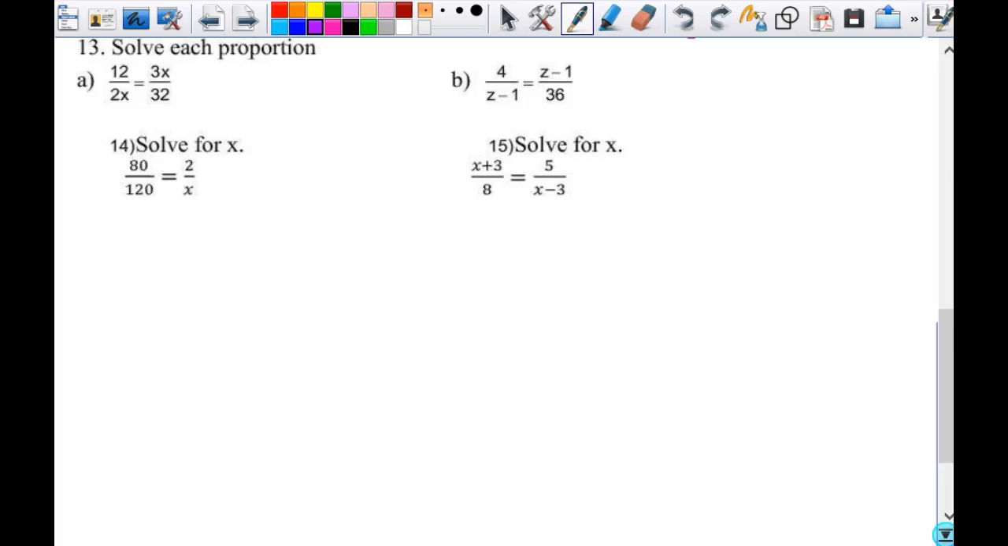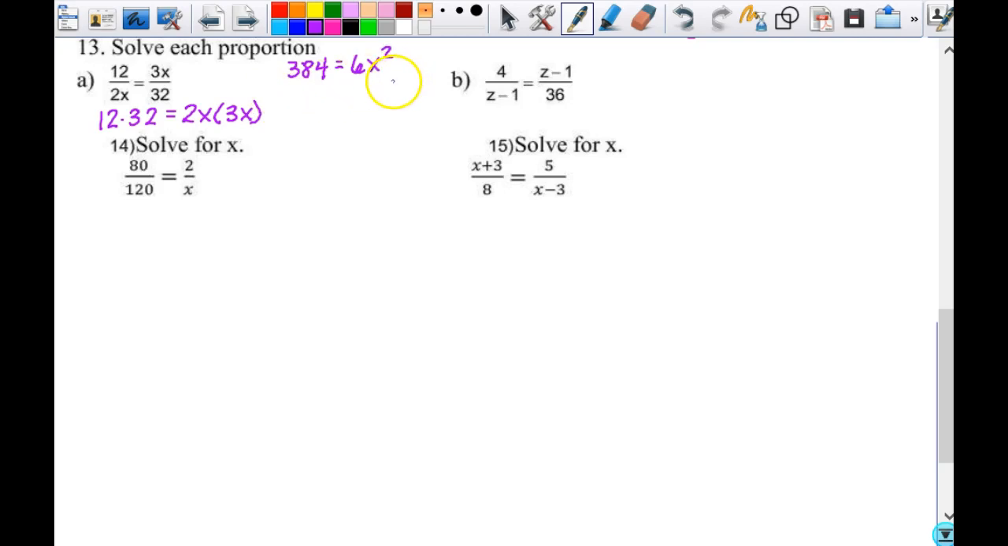All right, so I'm going to solve these proportions. Remember, first step, write it down. So I'm going to cross multiply, and I'm going to multiply 12 times 32, and that's equal to 2x times 3x. So 12 times 32 is the same as 10 times 32, which is 320, and then 2 times 32, which is 64. So that would be 320 and 64, which would be 384. That is equal to 2x times 3x, which is 6x squared.